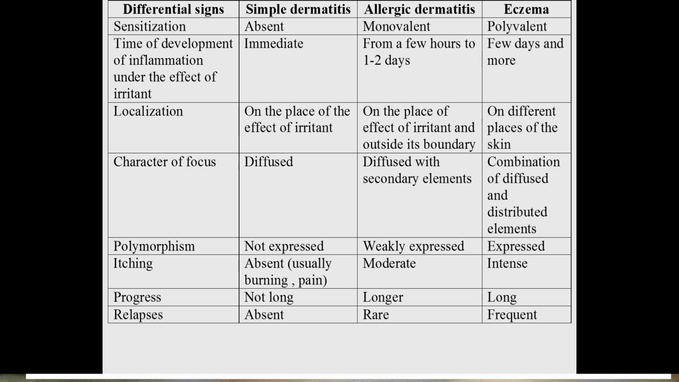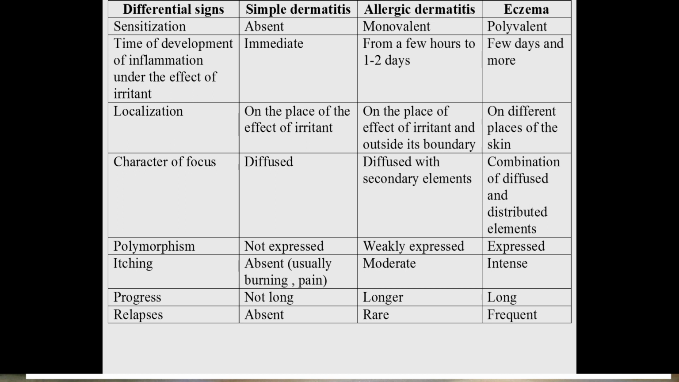Localization. Simple dermatitis, only at the place of the effect of the irritant. Allergic dermatitis, at the place of effect of the irritant and outside its boundary. Eczema, on different places of the skin. Character of focus. Simple dermatitis, diffused. Allergic dermatitis, diffused with secondary elements. Eczema, a combination of diffused and distributed elements.